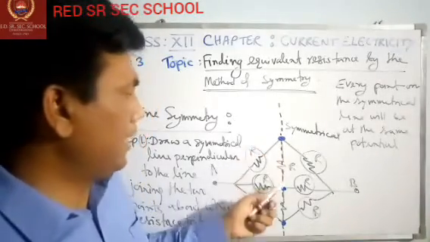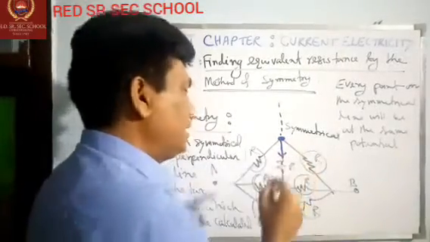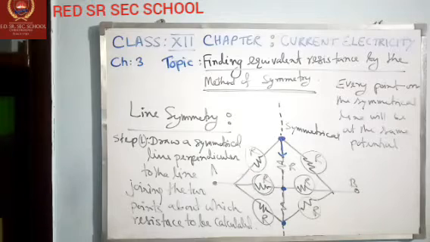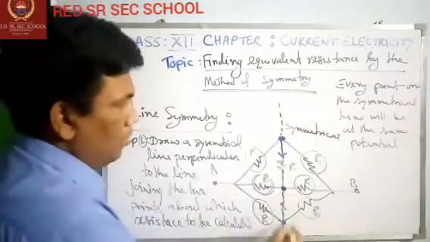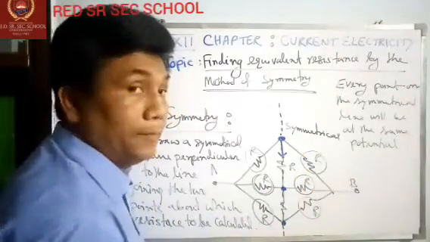So if they are at the same potential, it means no current will be flowing through the resistor, because we understand that to flow current through a resistance there needs to be some potential difference. But here, as it is the symmetrical line, all the points will be at the same potential. It means no current will be flowing.